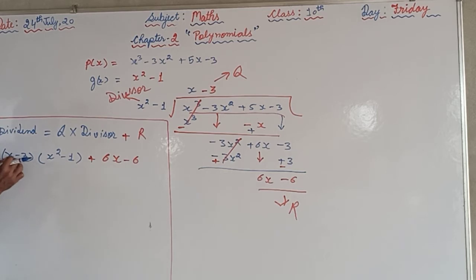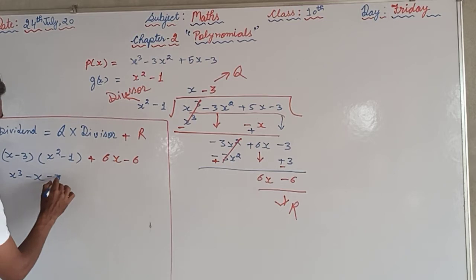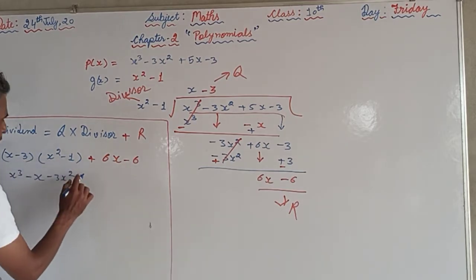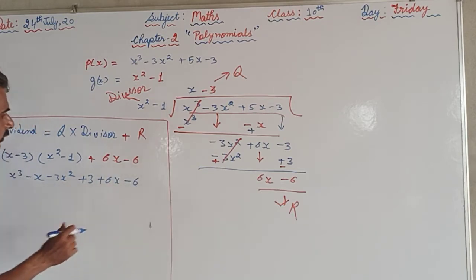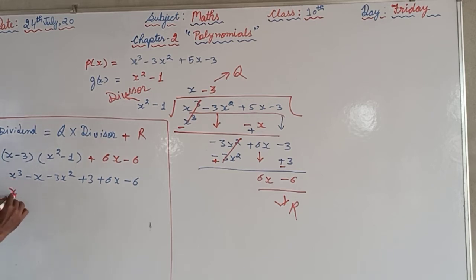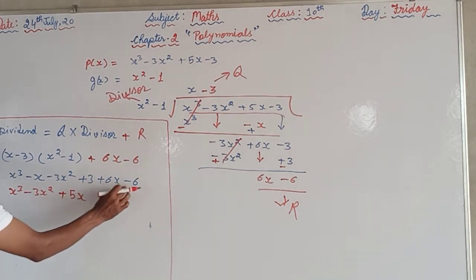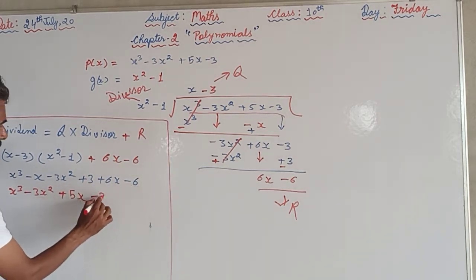So first of all we will multiply by x, this whole bracket: x into x square, that is x cube, x into minus 1, minus x, minus 3 into x square, minus 3x square, minus 3 into minus 1, that is plus 3, then plus 6x minus 6. Now we will add the like terms. x cube is there only, then x square, minus 3x square, then x, minus x plus 6x, so the answer will be plus 5x, minus 6 plus 3, that will become minus 3.